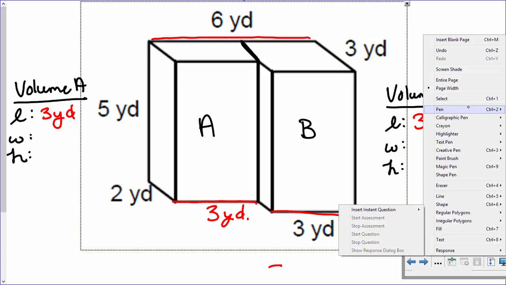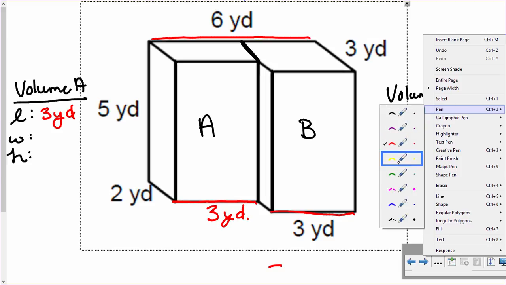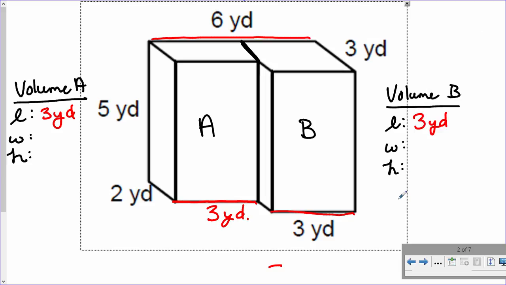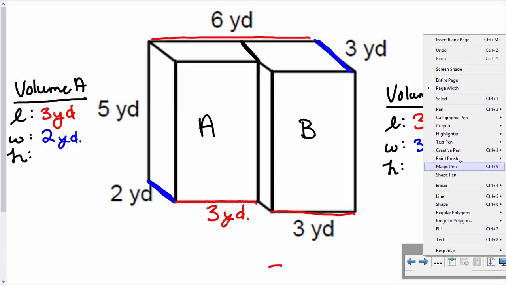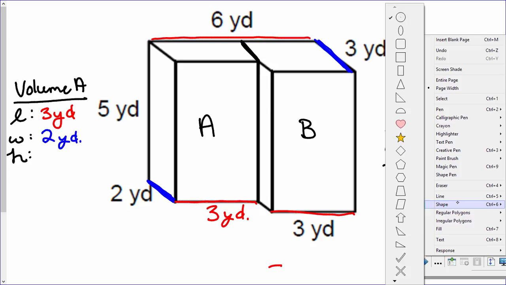Alright, so now let's focus on the width. Now again, that width is the front to back, so of A, that one's pretty easy because it's labeled. The width is 2 yards for A. And then B, it's easy for us again because it actually gives us 3 as the width for that one. Alright, now let's focus on the heights.